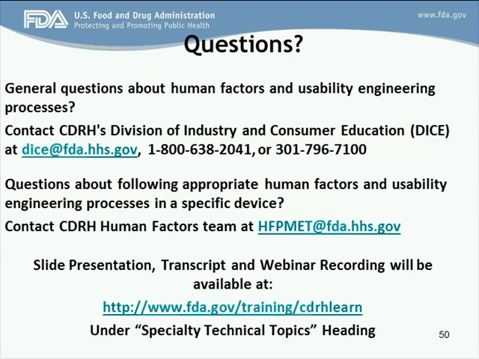Just one other quick question related to that: is a device class, class 1 through 3, all the same considerations regarding this guidance, or is there some differentiation there that you would consider? The differentiation is really along whether or not it's something that we would be looking at in pre-market versus is exempt from pre-market.